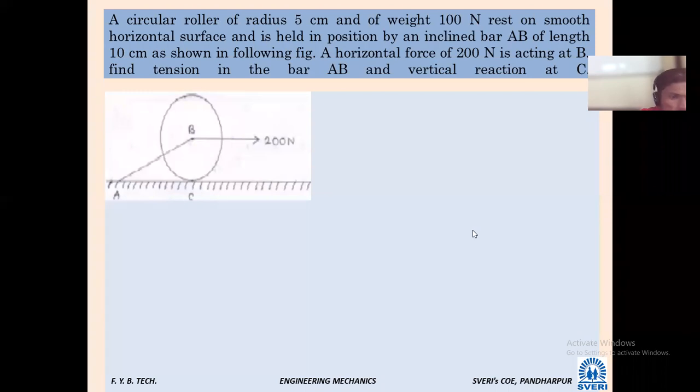A circular roller of radius 5 centimeter and of weight 100 Newton is placed on a smooth horizontal surface and is held in position by an inclined bar AB of length 10 centimeters as shown in the following figure. A horizontal force of 200 Newton is acting at B. Find tension in the bar AB and vertical reaction at C.